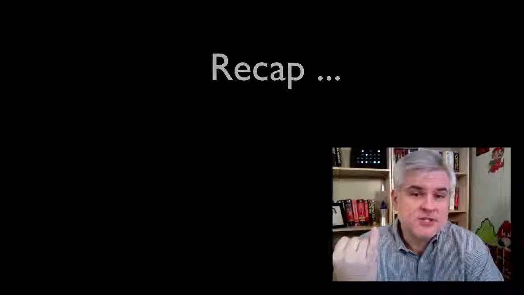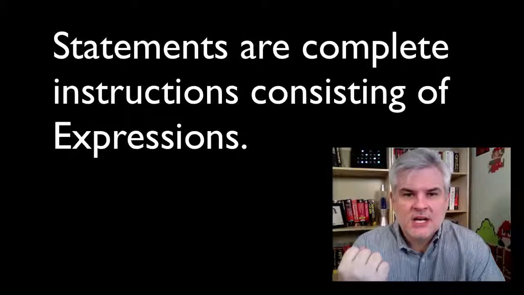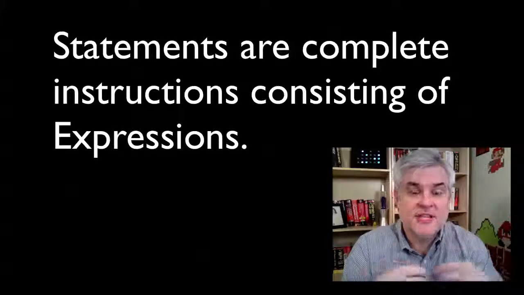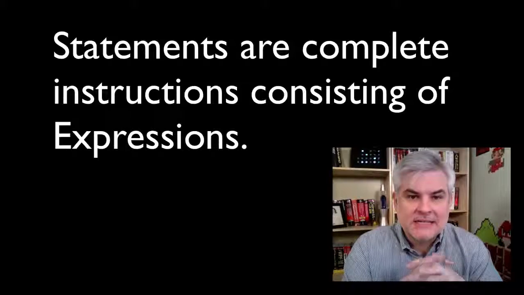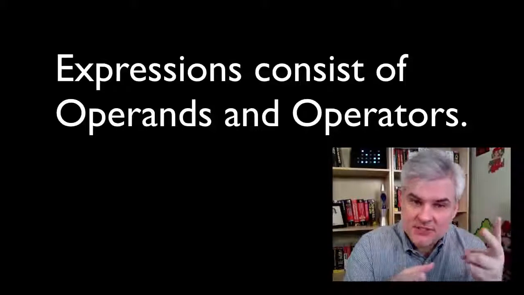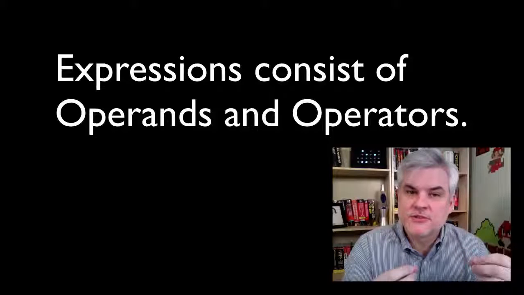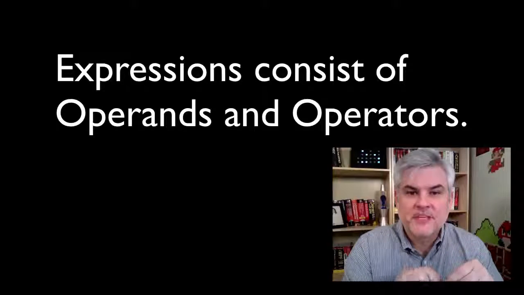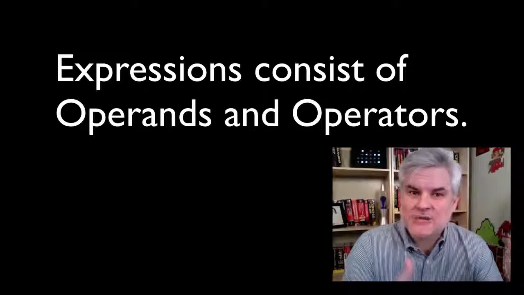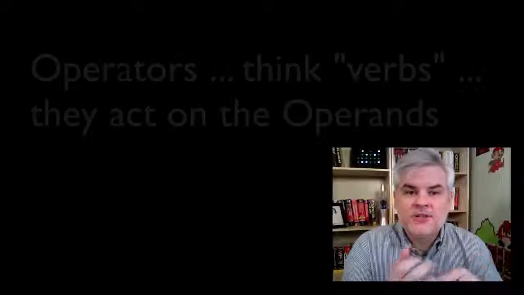Okay, so to recap, a couple of things. Statements are complete instructions in C#. They consist of expressions. A statement is like a sentence in the English language, and the expressions are things like nouns and verbs. And actually, expressions are made up of operands and operators. Operands are things like objects, that's number 2, or you can think of classes or variables or literal strings. These are kind of what we call the nouns, if you want to extend that analogy. Third, operators are like verbs.